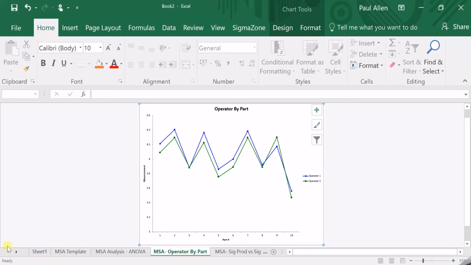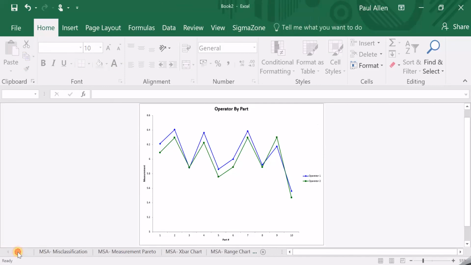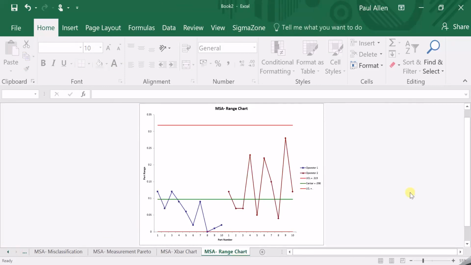So the last graph that I use is the very last one. So if I scroll to the end, there is a range chart. Now what this diagram is showing me is the difference for operator 1 and operator 2 between their two results. So a great result to see on this graph is everything at the bottom. 0 would be the best result. So here there's only one that was 0.